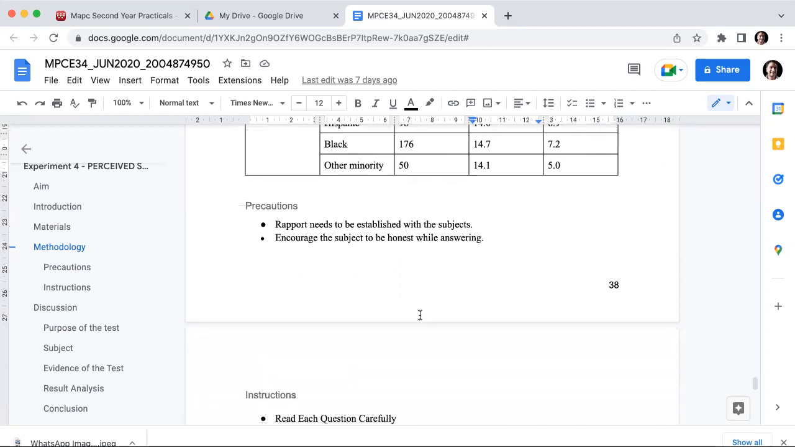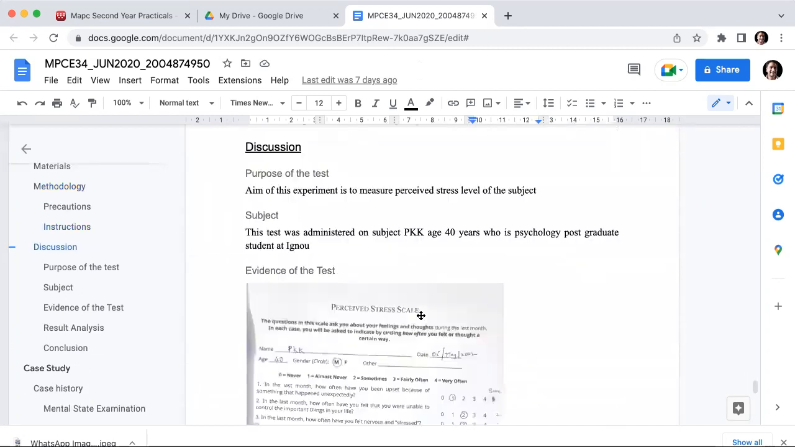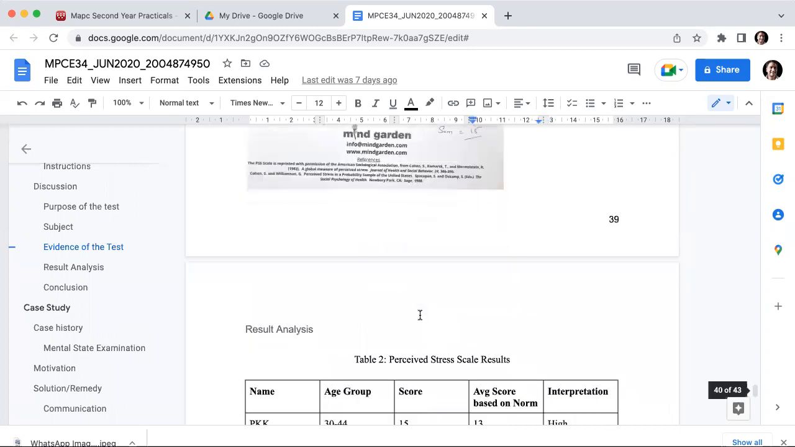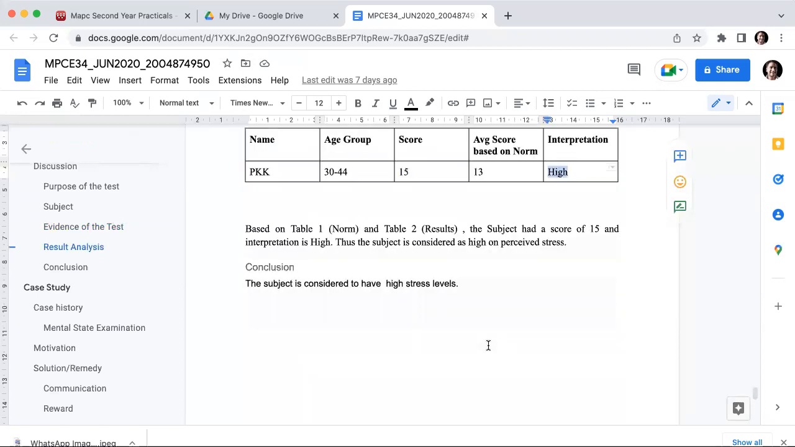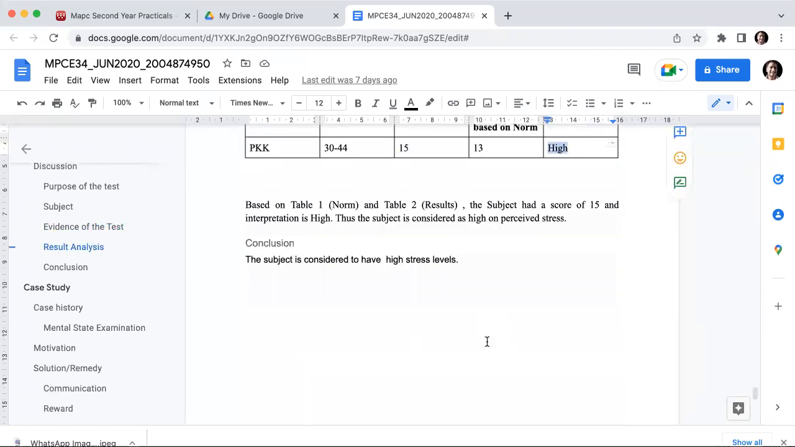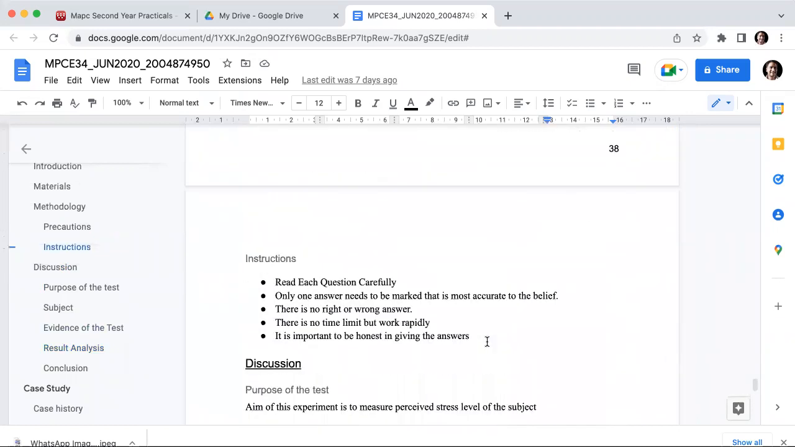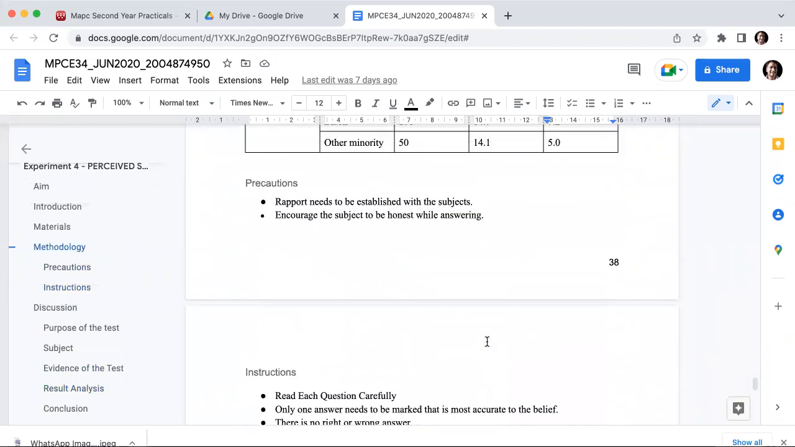Okay, so you're going to compare with this particular average. The average score based on the norm is 13. My score is 15, hence the interpretation is high. So I have high stress levels. That is exactly what it means. Okay. So any questions here?